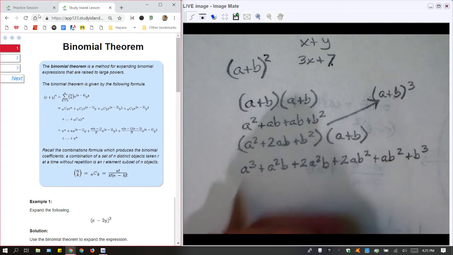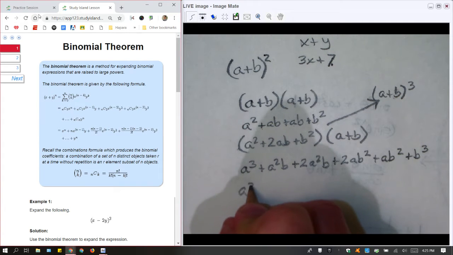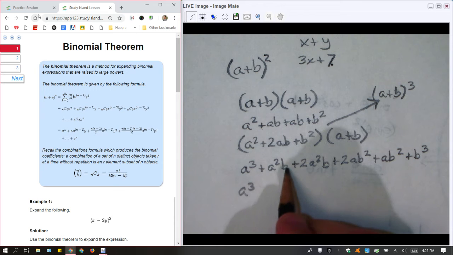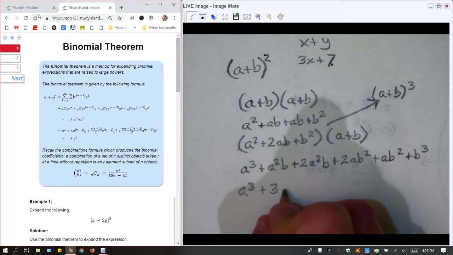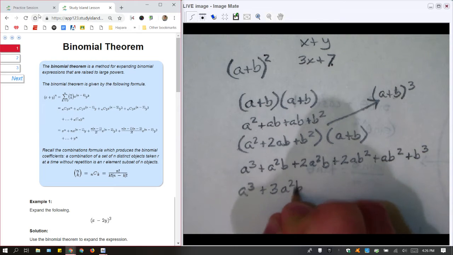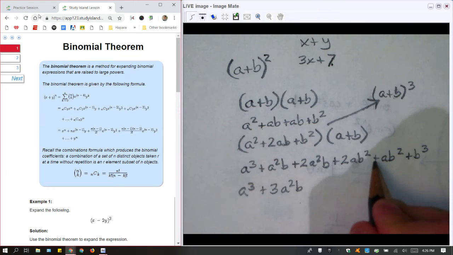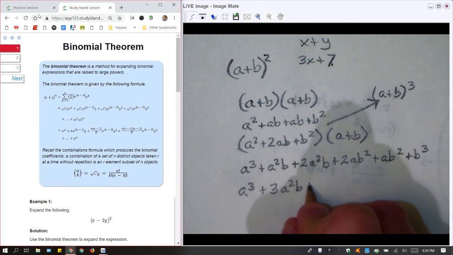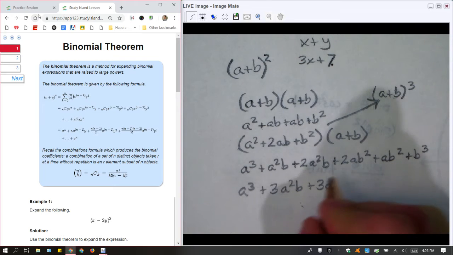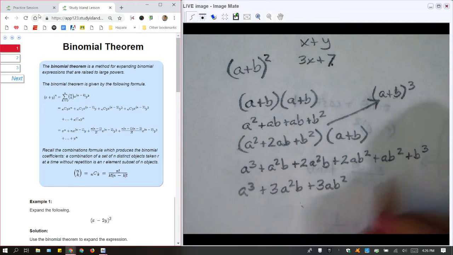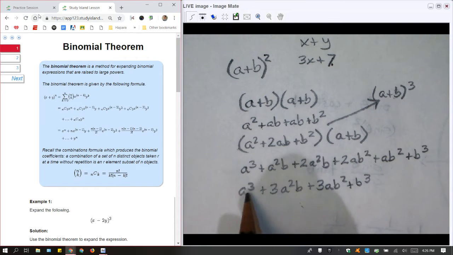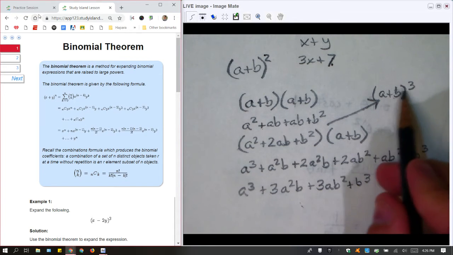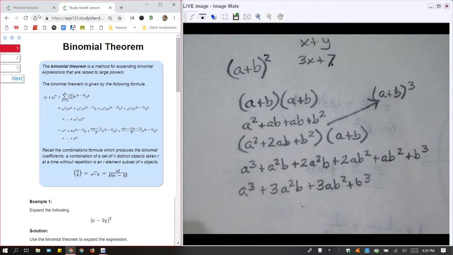So what combines together here? Well, a cubed is just by itself, so I have a to the third power. But a squared b plus 2a squared b is 3a squared b. And then I have 2ab squared plus 1ab squared is plus 3ab squared. And then I have plus b cubed at the end of it. So this whole thing would be a plus b cubed.